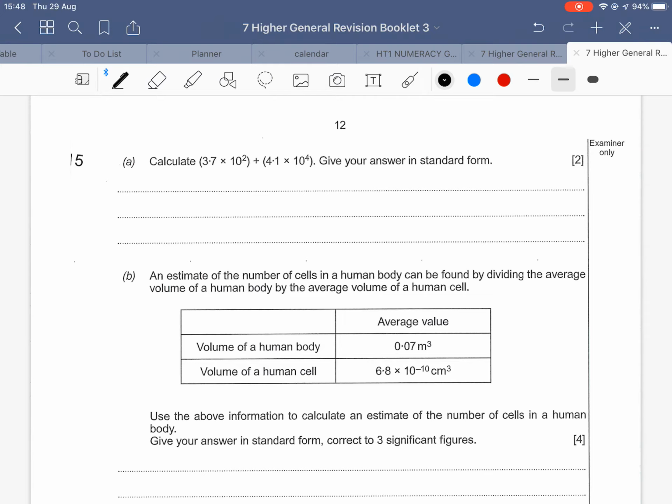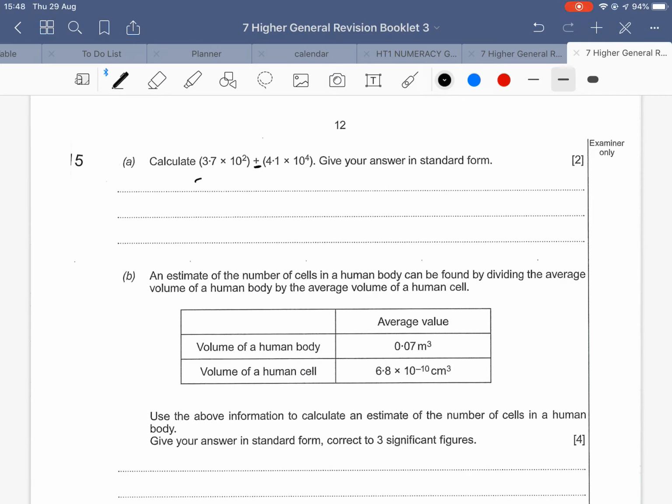What if I just put in my calculator 3.7 times 10 to the power 2, close my bracket, literally as it is, just put it in your calculator. If it's not a calculator paper, I'll show you the way, it's probably easier. Plus 4.1 times 10 to the power of 4, okay, it doesn't give you it in standard form, that's a little bit nicer. So if it wasn't a calculator paper, when you're adding and subtracting, always take it out of standard form, add and subtract it, put it back into standard form.